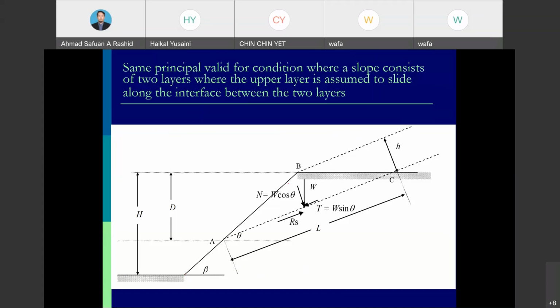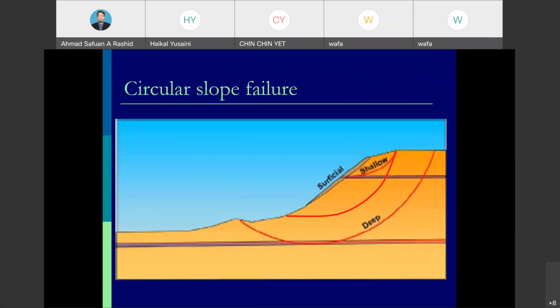And normally the layer at the top is less in terms of strength compared to the second layer, due to the stress acting on the second layer from the first layer. So that is for the linear failure plane. We will discuss it later by using several examples.